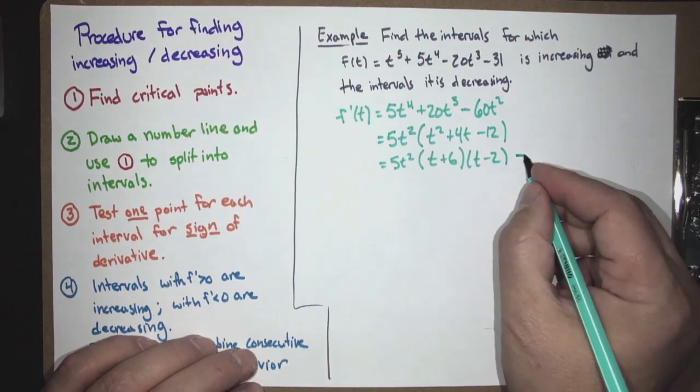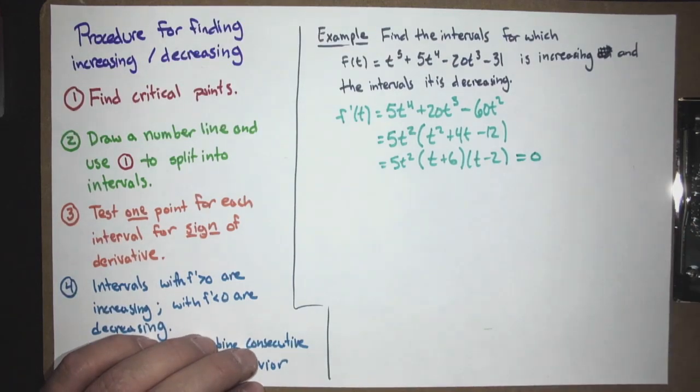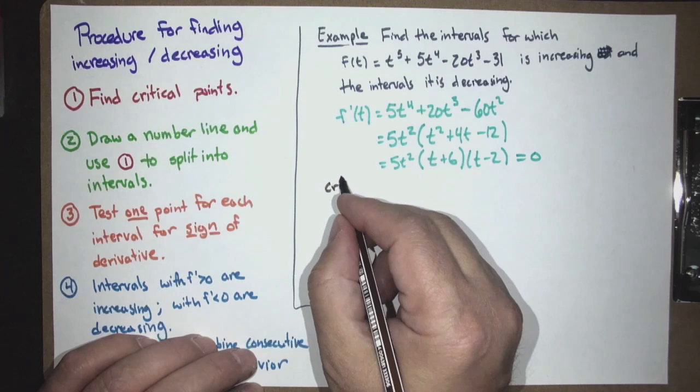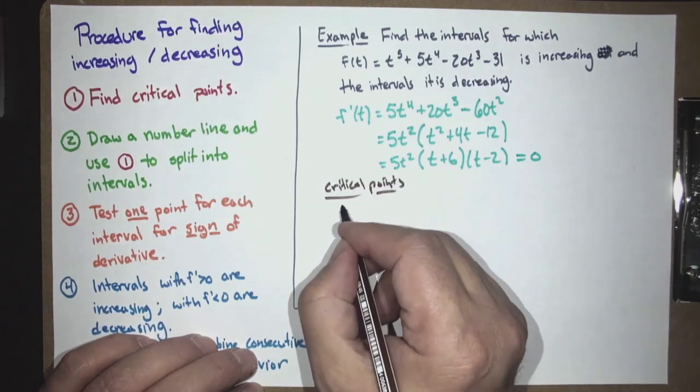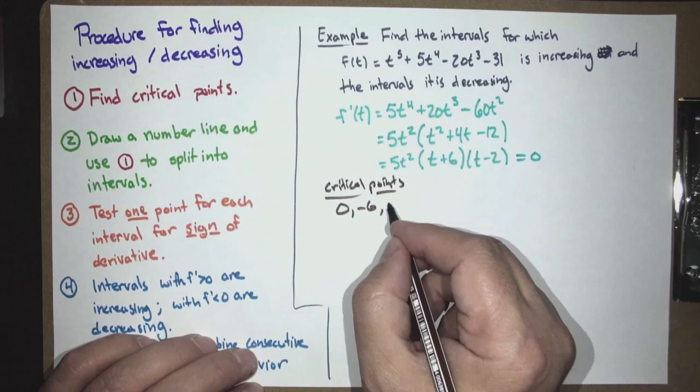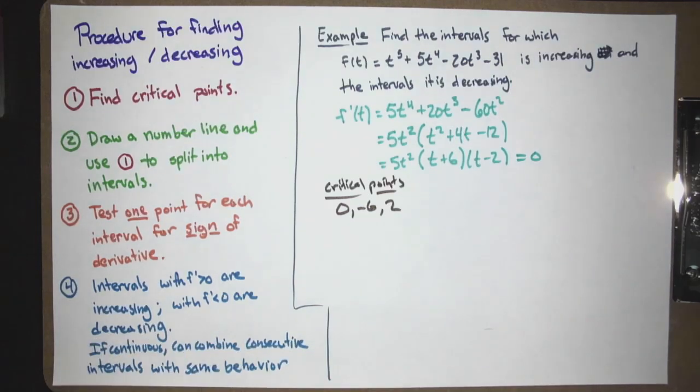Now, if we set it equal to 0, we can see the critical points. What are our critical points? Critical points: 0, negative 6, and 2. Okay, so that's step 1. Find the critical points. Step 2, draw a number line.